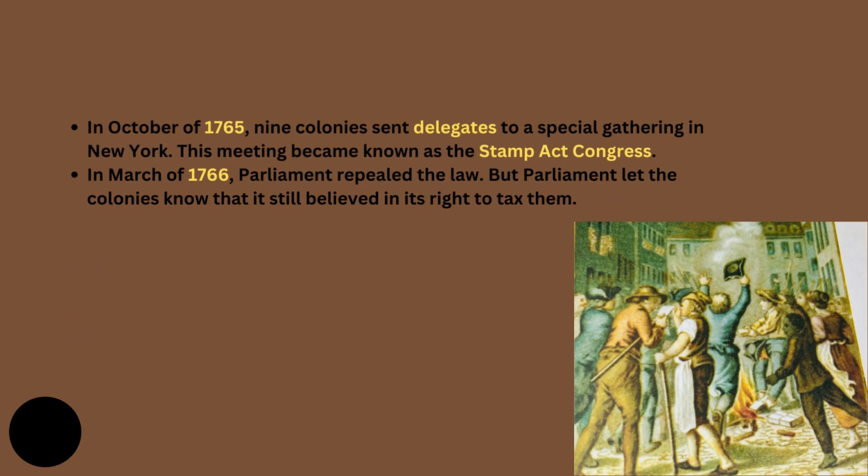In October of 1765, nine colonies sent delegates to a special gathering in New York. This meeting became known as the Stamp Act Congress. In March of 1766, Parliament repealed the law, but Parliament let the colonies know that it still believed in its right to tax them.